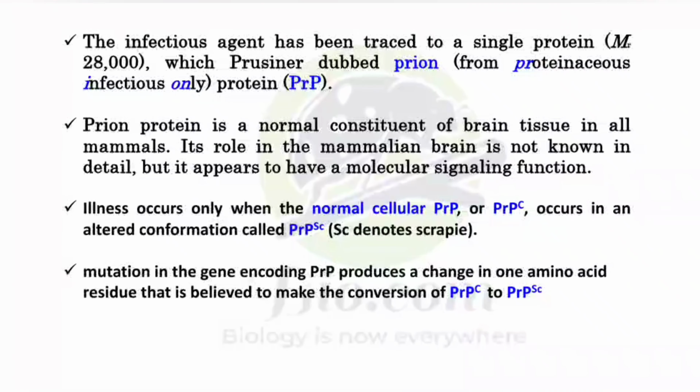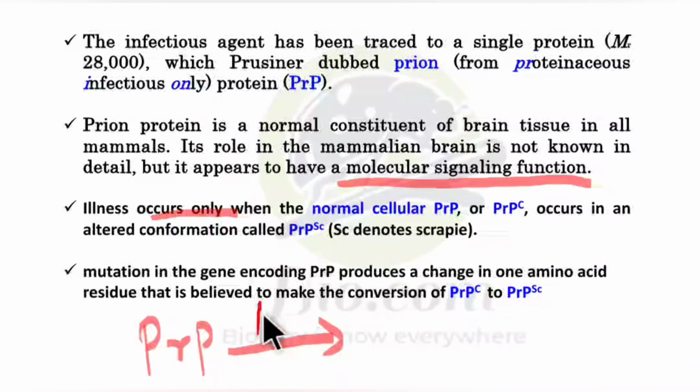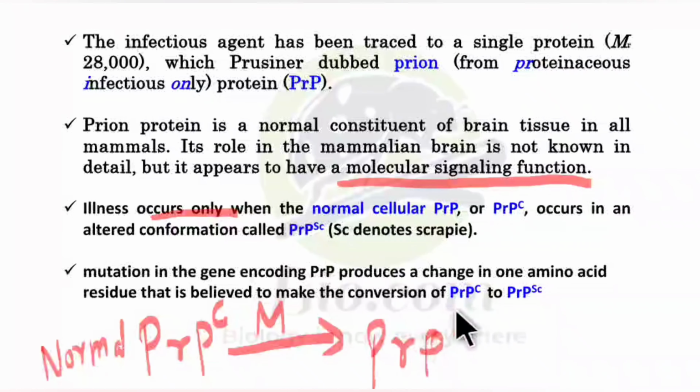यानी कि जो PRP प्रोटीन है, नॉर्मल PRP प्रोटीन, उसका जो फंक्शन है, it is not completely yet discovered, but it is thought to have a molecular signaling function. Now the illness occurs, it means some mutation occurs that converts this PRP, through mutation, this is the normal PRP protein which is represented by PRPC, which is through mutation converted into PRPSC, SC for scrapie, which is a prion disease.